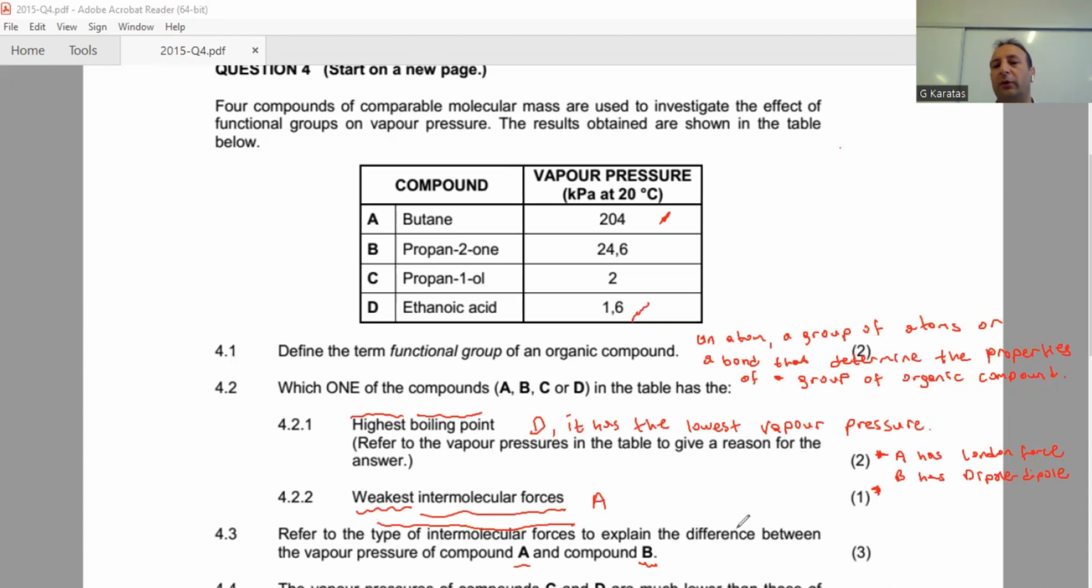And then what we do, we need to compare the strength of forces. We need to say a dipole-dipole attraction is stronger than London forces. That means it needs more energy to overcome intermolecular forces.